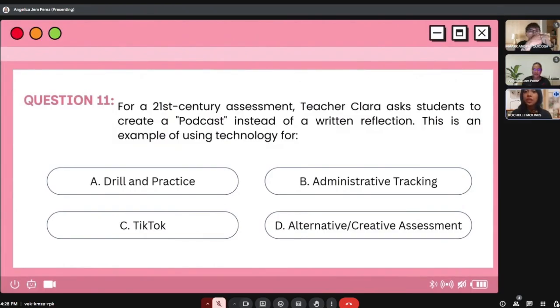For question number 11, for a 21st century assessment, teacher Clara asked students to create a podcast instead of a written reflection. This is an example of using technology for A. Drill and practice, B. Administrative tracking, C. Standardized evaluation, or letter D. Alternative or creative assessment.